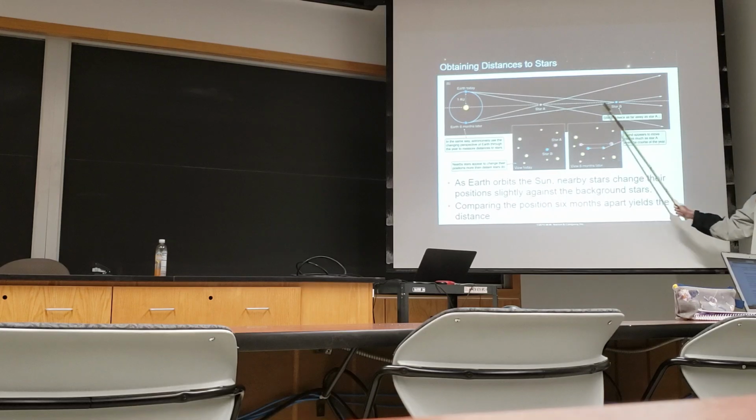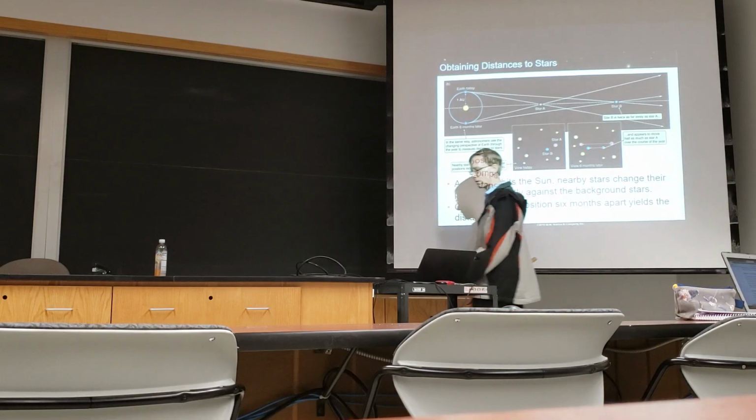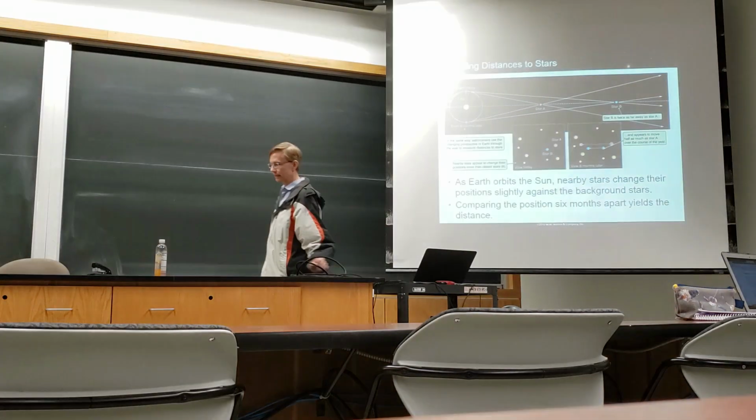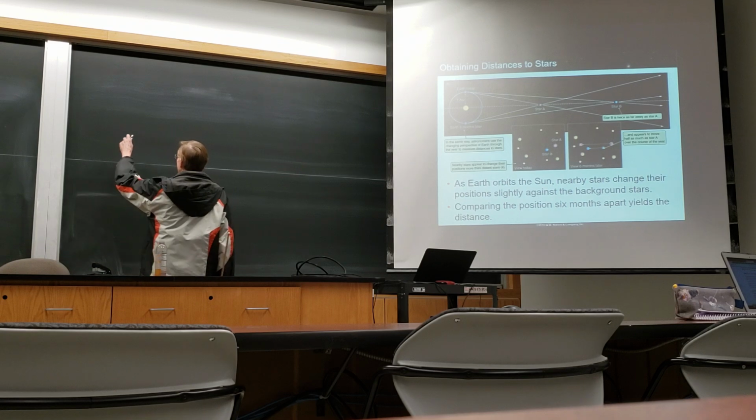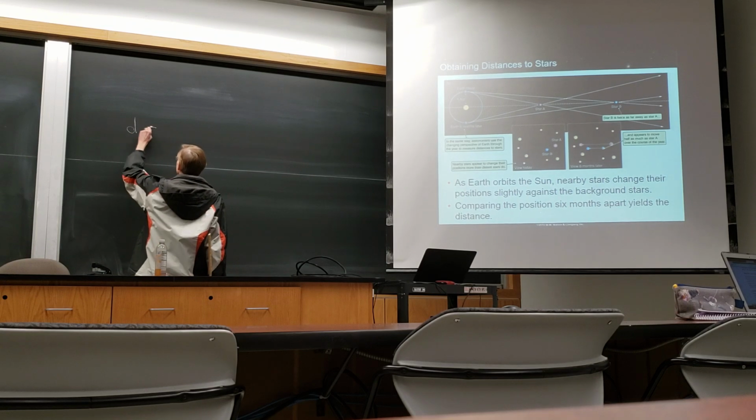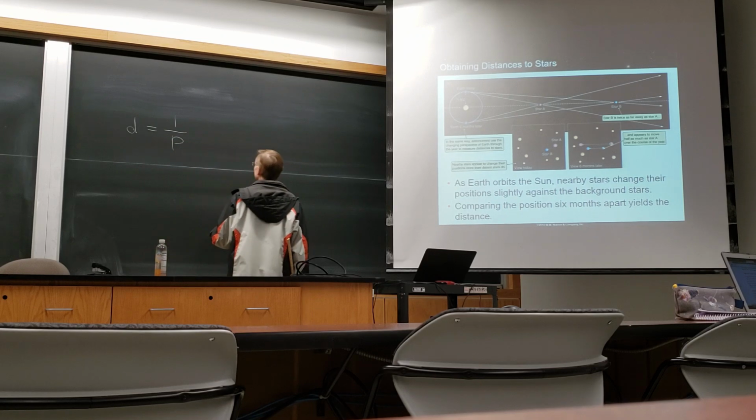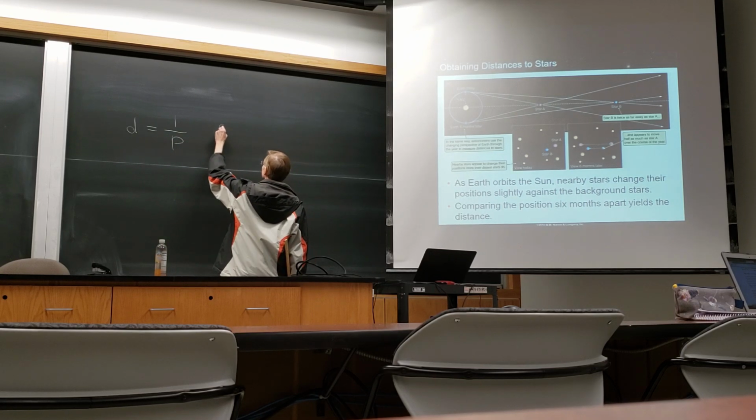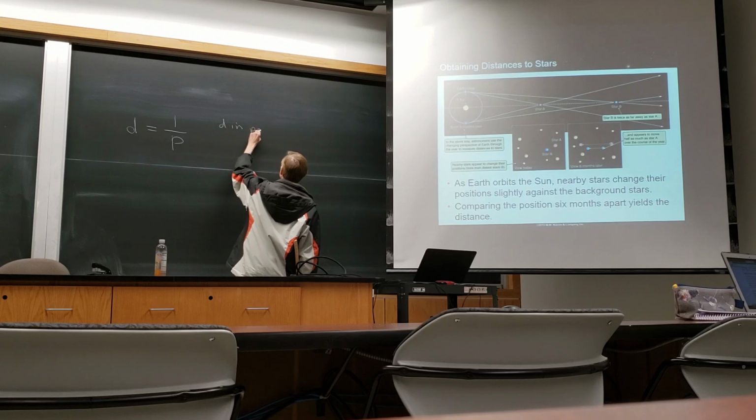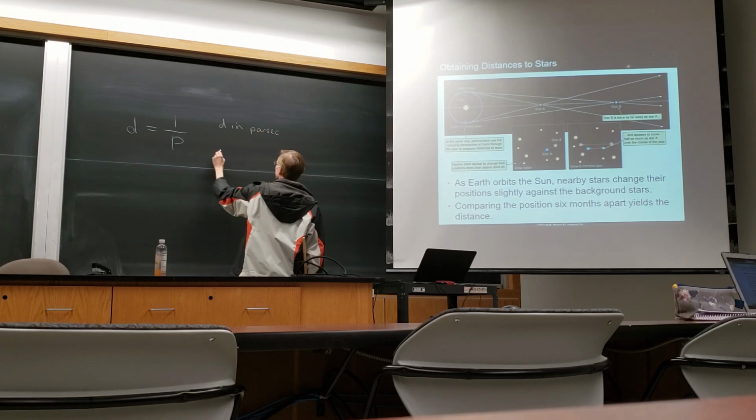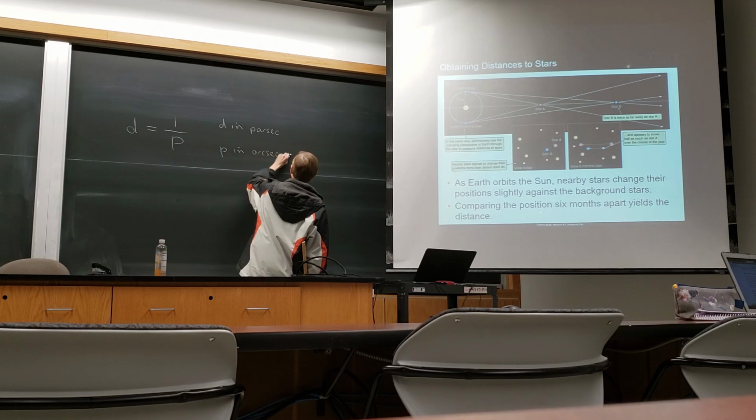The further away a star is, the less the line of sight shifts as it goes around the sun. So the parallax is smaller as a result. And there's a very simple formula that relates the distance in parsecs to the parallax in arcseconds. Namely, the distance in parsecs is just the reciprocal of the parallax in arcseconds.